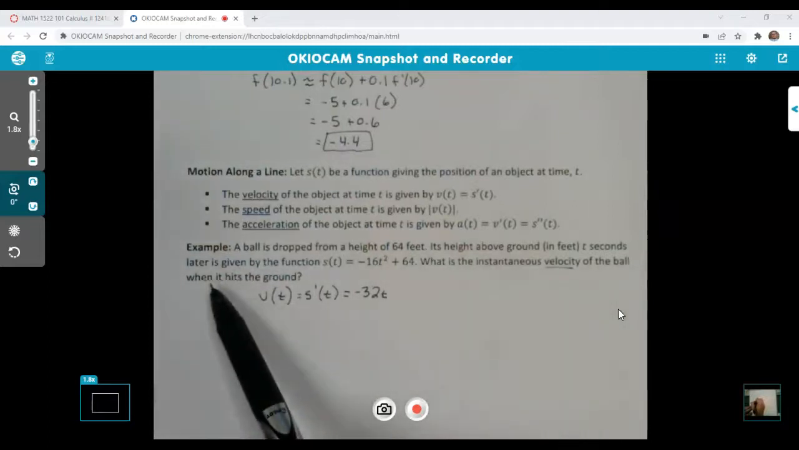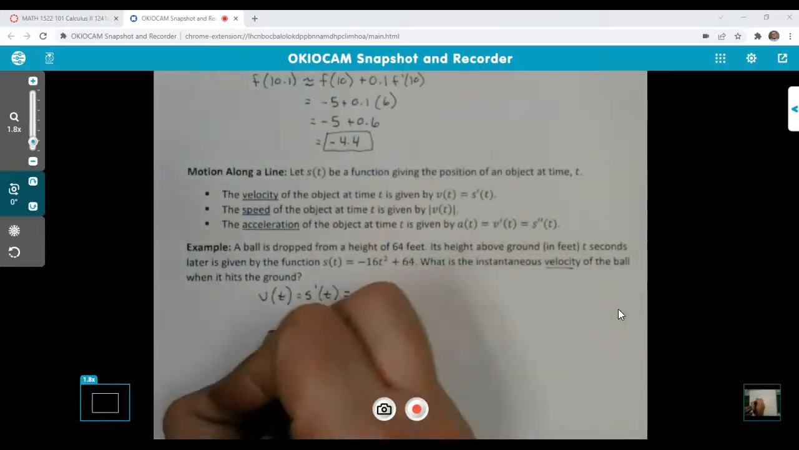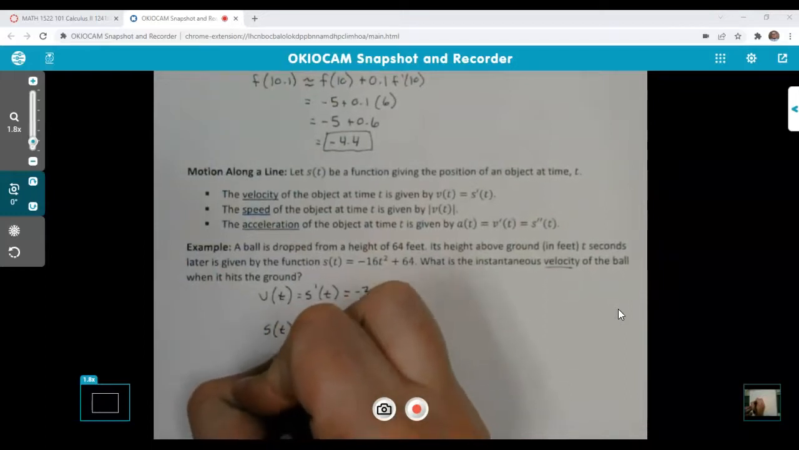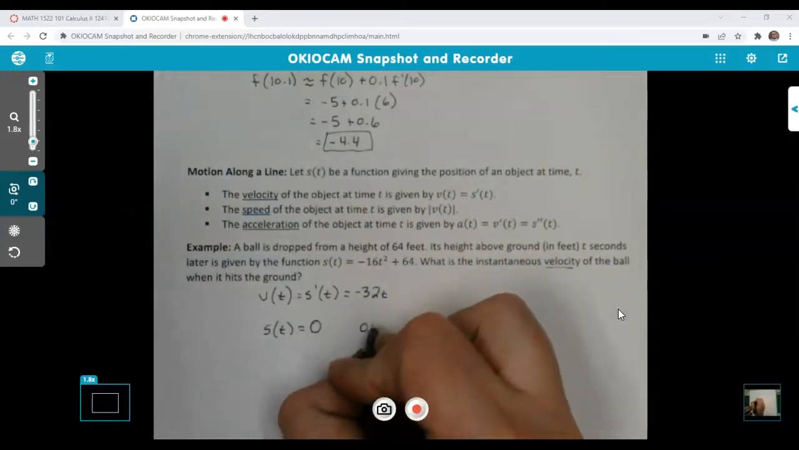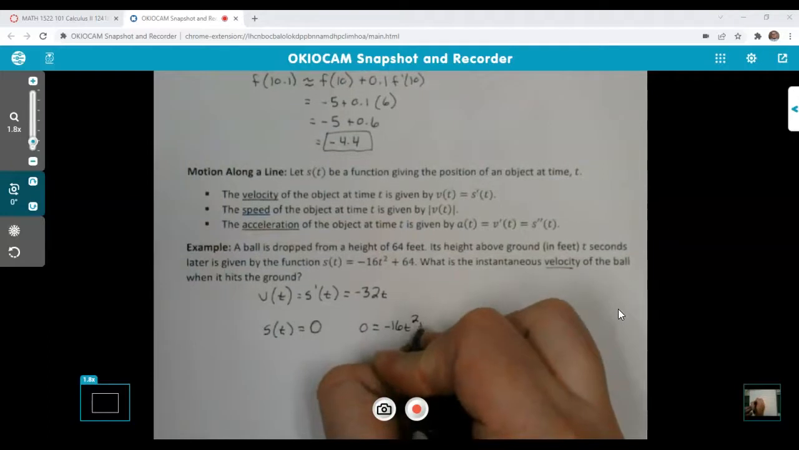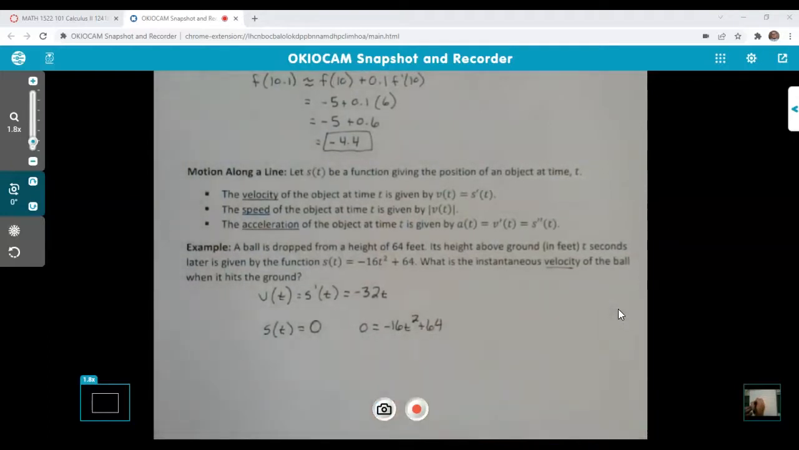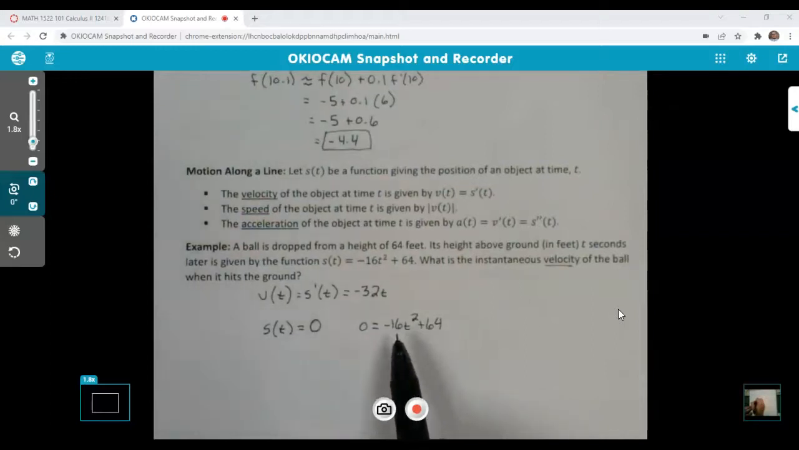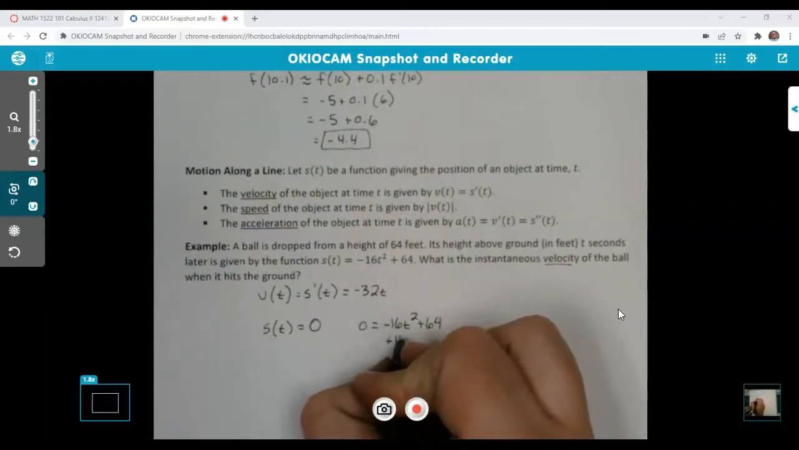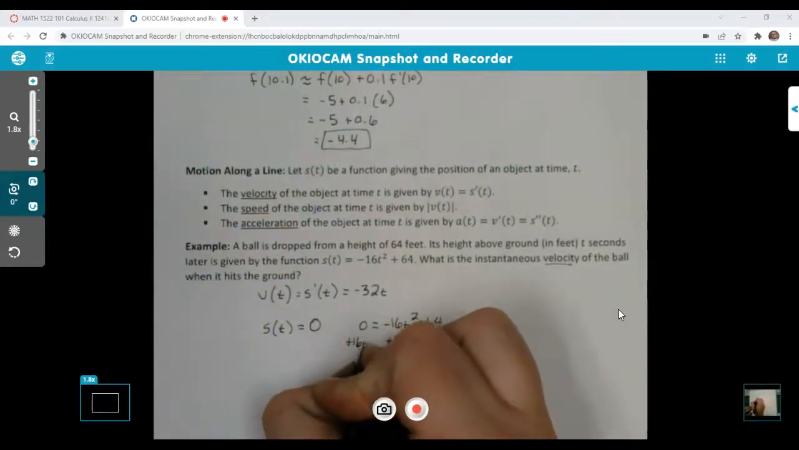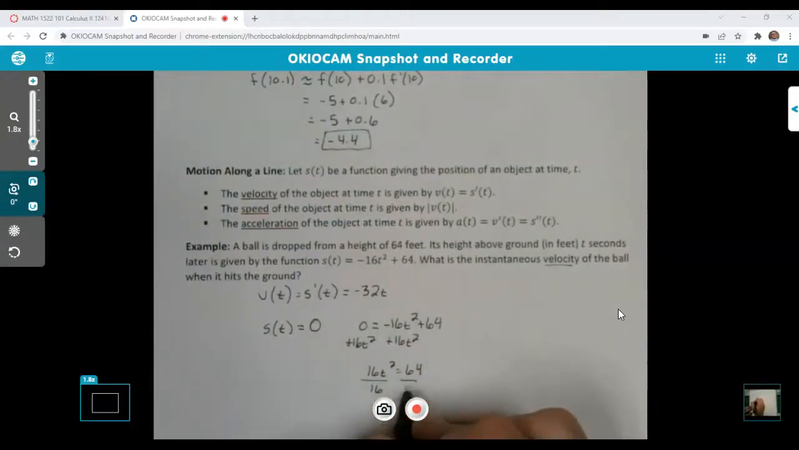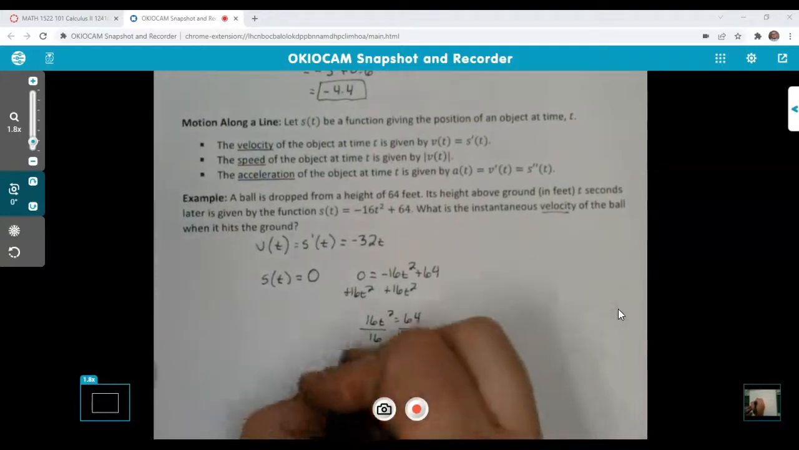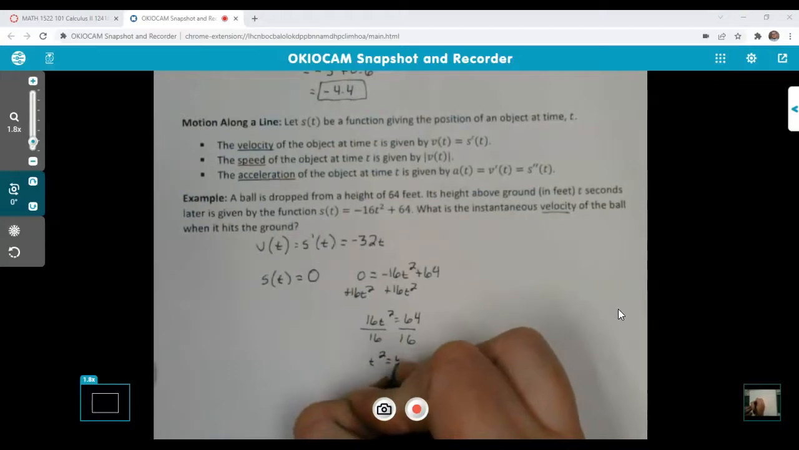So if it's hitting the ground, the height, in this case, which is s of t, hitting the ground means s of t must be equal to 0. So what I'm going to do to find that time is do 0 equals negative 16t squared plus 64, and then solve that for t. Again, that's going to tell me what time the ball hits the ground. So to solve that, we can add 16t squared to the left side. 16t squared is equal to 64. Divide that by 16, and we have t squared is equal to 64 over 16, which is 4.